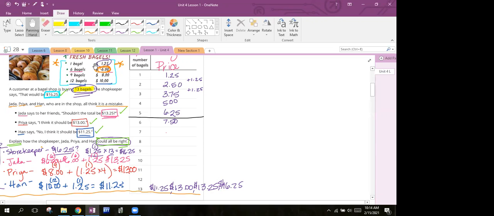Over here, $6. Six bagels is how much? $6. So this one could be two different prices, okay? If we continued this way right here where we're adding $1.25, how much would it be? $8.75. But if we go based off of the $6, how much would it be? $7.25.